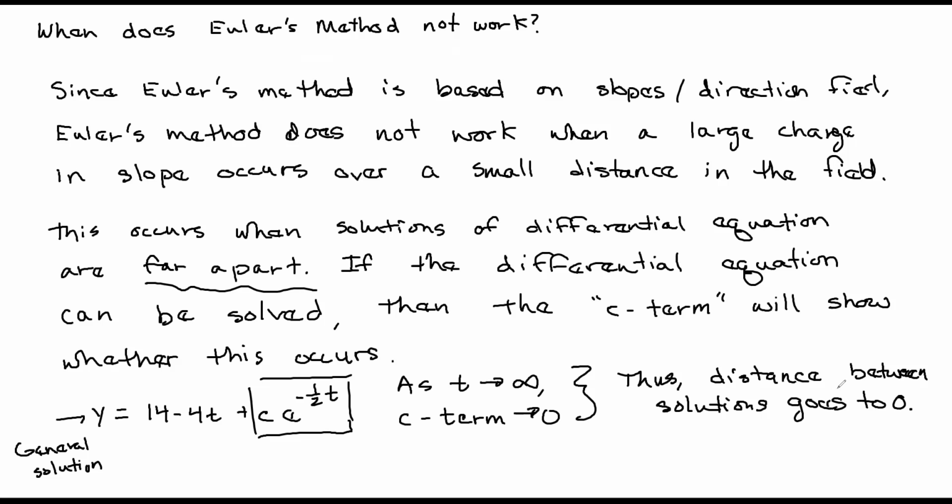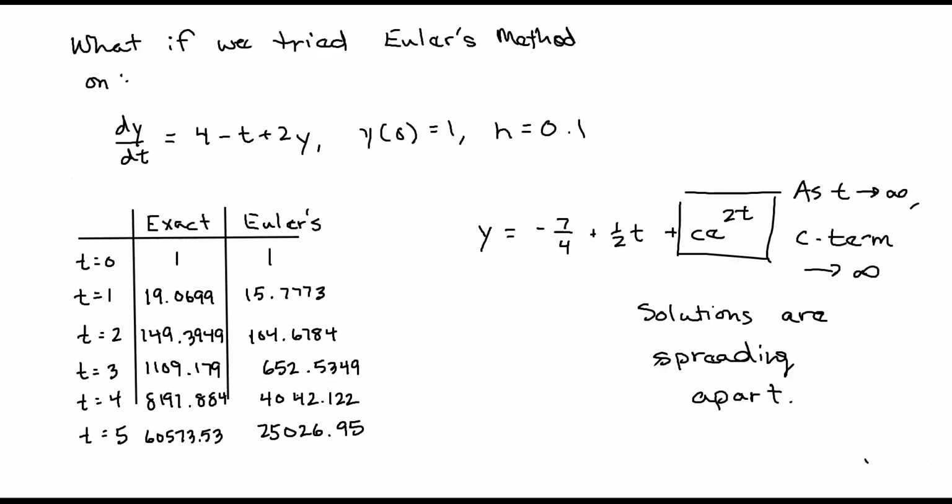So you're not going to be able to solve the differential equation to figure out whether this is the case. So instead, the way that you can look at it is that if you go through and use Euler's method and it works well, then it implies that the distance between the solutions of the differential equation went to 0. How would you be able to tell whether it's working well or not? Well, you could have some calibration, right?